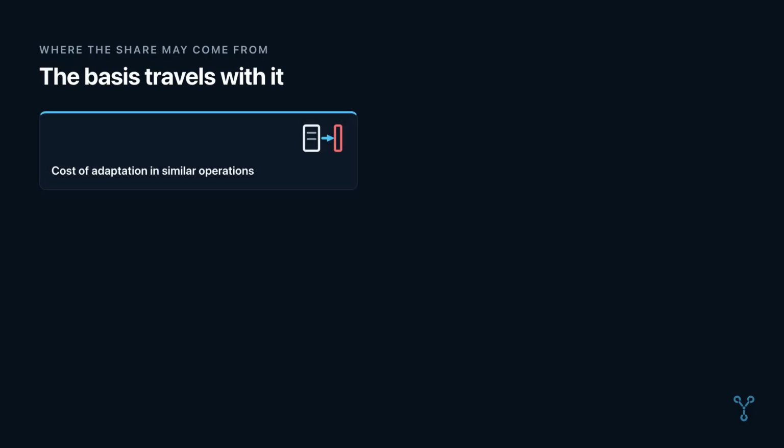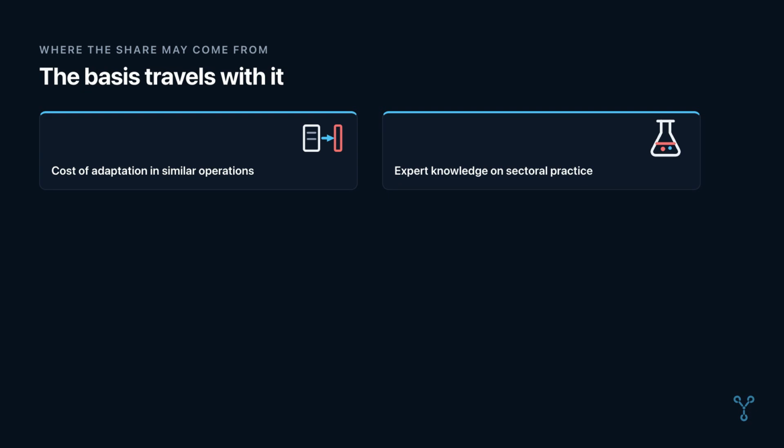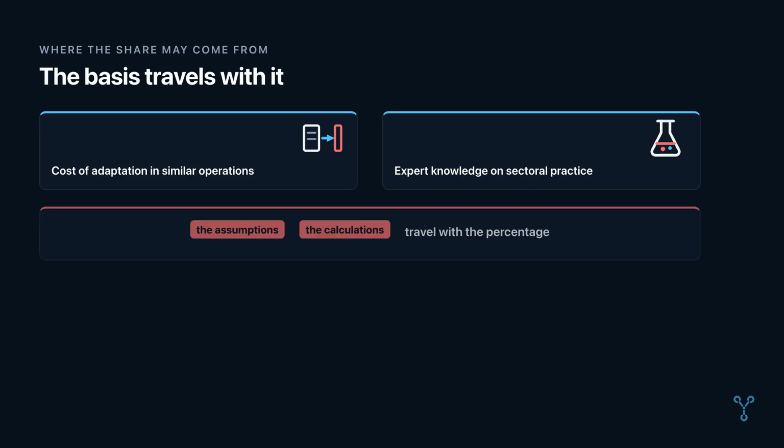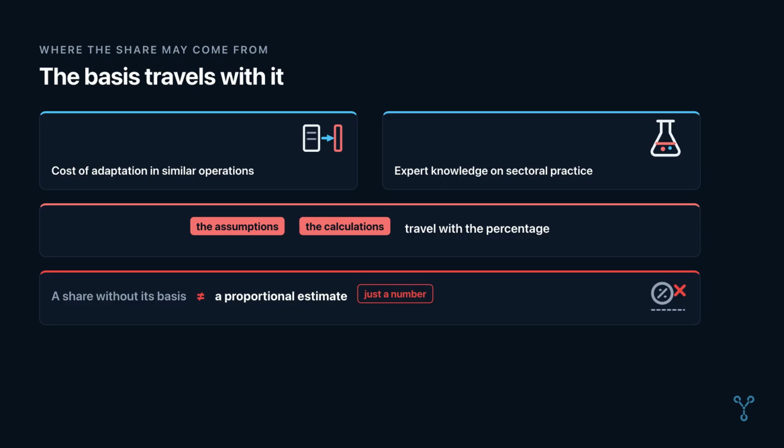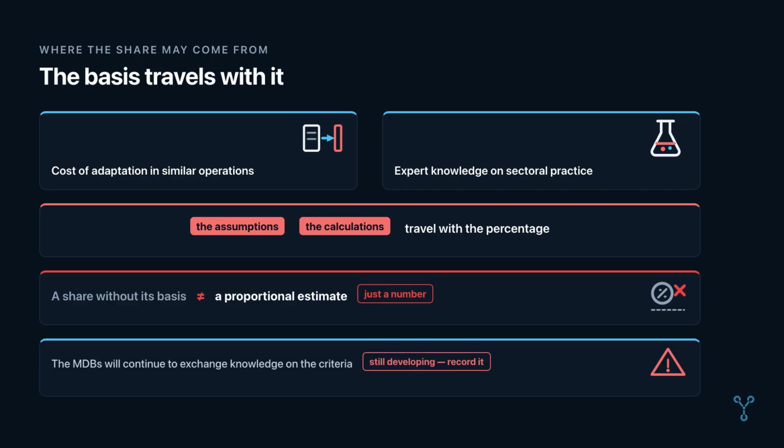It may be informed by a range of credible sources, including assessments of the cost of adaptation in similar operations or expert knowledge on the relevant sectoral practice, together with information on the assumptions and calculations used. The assumptions and calculations travel with the percentage. A share without its basis is not a proportional estimate. It is a number. The methodology adds that the multilateral development banks will continue to share and exchange knowledge on the criteria that may be used to inform the proportional approach. That is a statement that this area is still developing, and it is worth recording as such in the register.